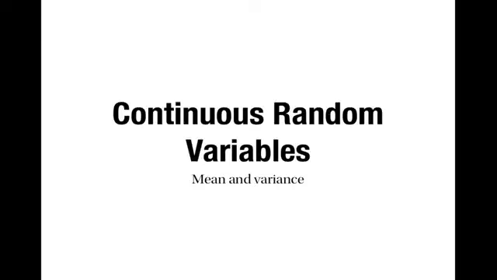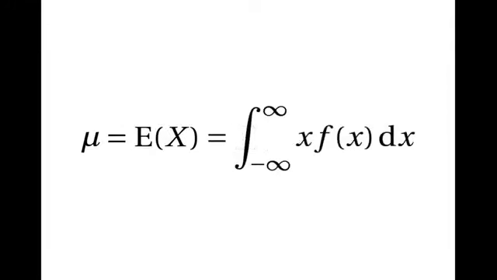This is a video about finding the mean and variance of a continuous random variable. Now the mean is the same as the expected value of the random variable. And you may remember that for a discrete random variable, that's equal to the sum of the probabilities times the possible values of the random variable. Now for a continuous random variable, we replace the sum with an integral sign, and we replace the probabilities with the probability density function. So the mean of a continuous random variable is the integral of x f of x over all possible values of x.